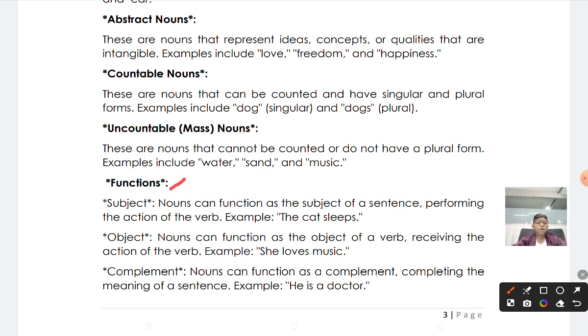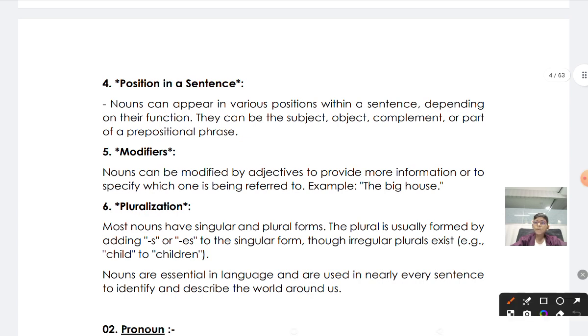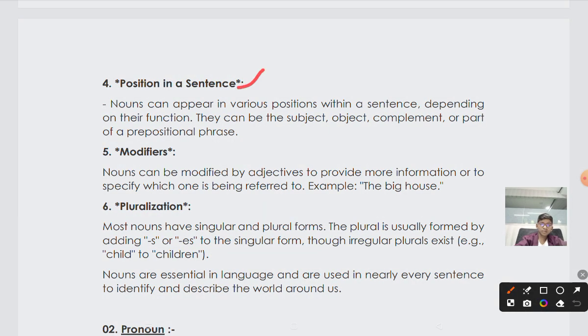Nouns can function as a complement, completing the meaning of a sentence. Example, he's a doctor. Position in a sentence. Nouns can appear in various positions within a sentence. Depending on the function, they can be the subject, object, complement, or part of a prepositional phrase.